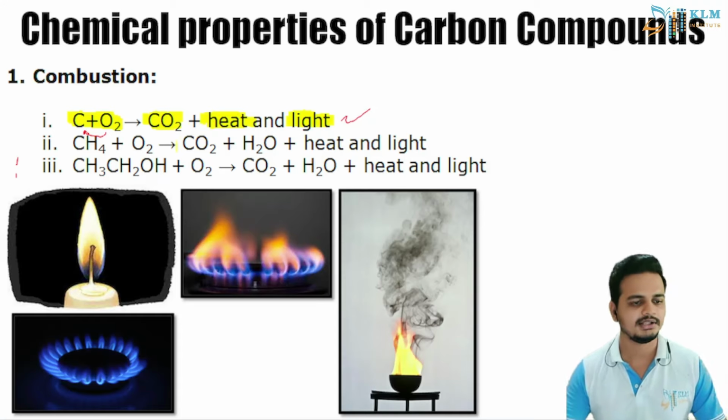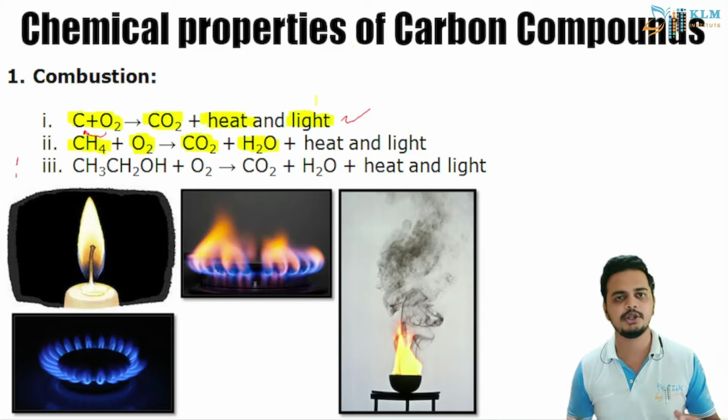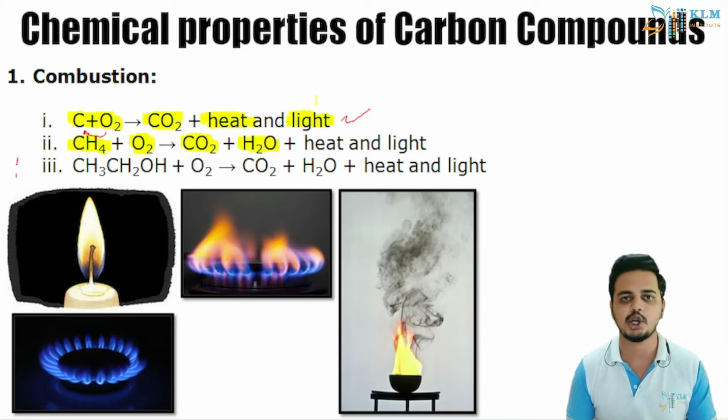So are all the other compounds. Here you can see CH4. So what is the name of this compound, students? Of course, it is methane. So if you burn CH4 in the presence of oxygen, you get CO2 and H2O. That is carbon dioxide and water. Water goes in the form of steam, so you cannot really get water out of it. And there is also production of heat and light.